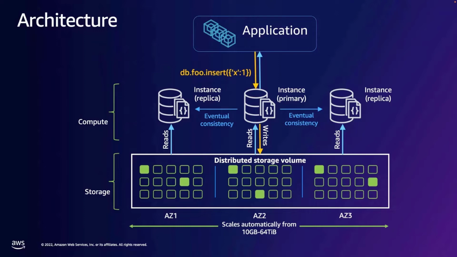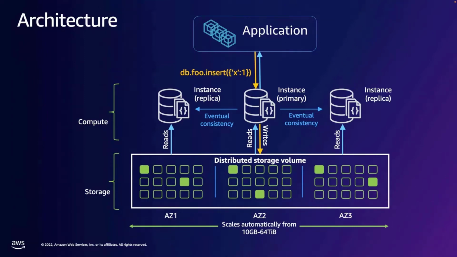In traditional database architectures, storage is attached to the compute. And in order to scale the cluster, you need to copy the data, and the time required to scale is proportional to the size of the data and the network bandwidth available to you. But with DocumentDB, using cloud native architecture, you can scale the compute in minutes.